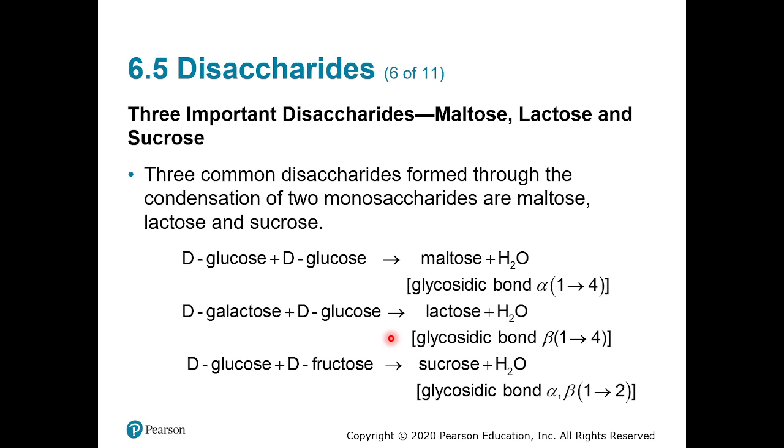Okay. And then this is D-glucose with D-fructose. This gives us sucrose. We lose water again. And this is actually a glycosidic bond. This one's actually interesting because it happens between an alpha and beta. So alpha from here, beta from here. And it's the 1,2 carbons. That would be where the hydroxyl groups are. Okay.